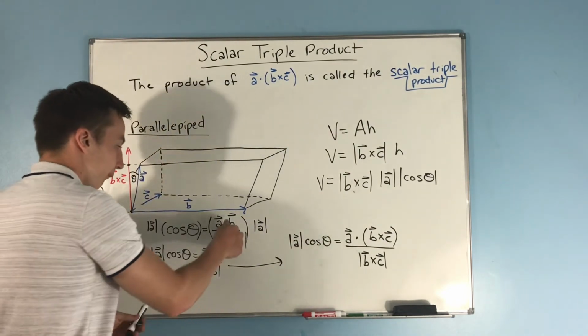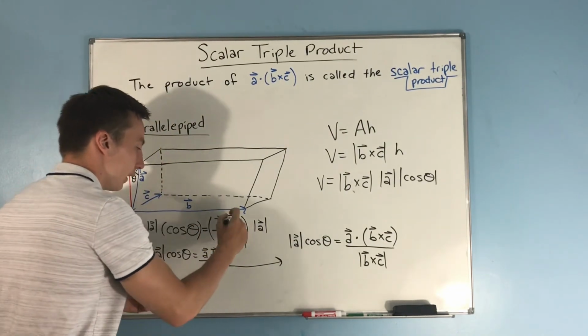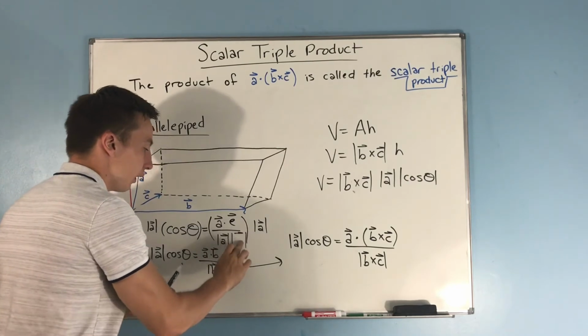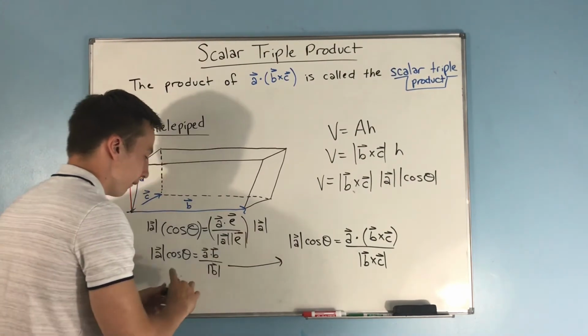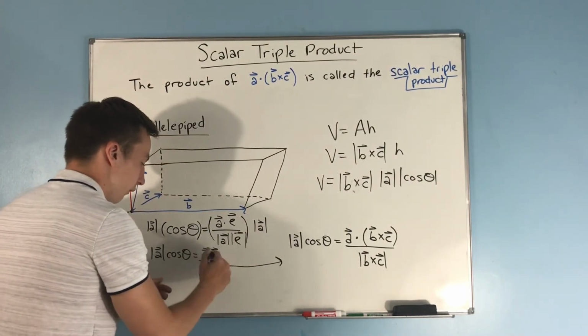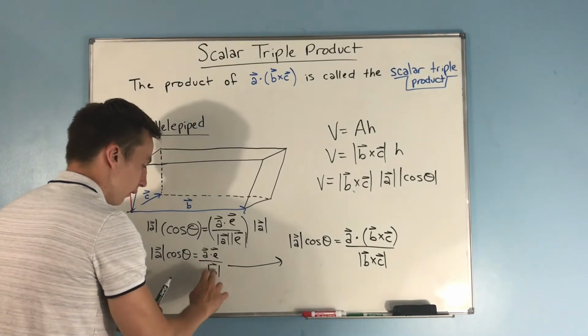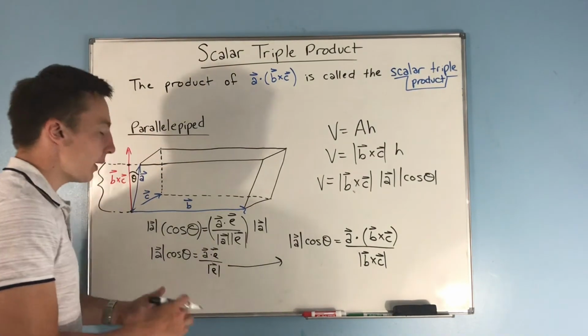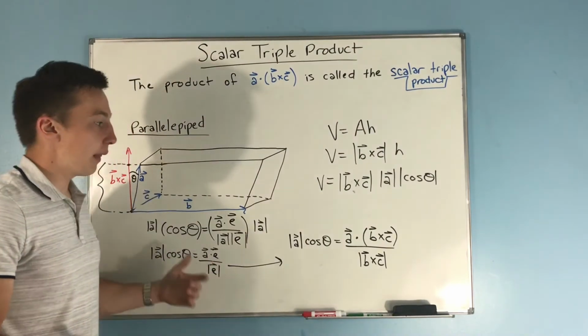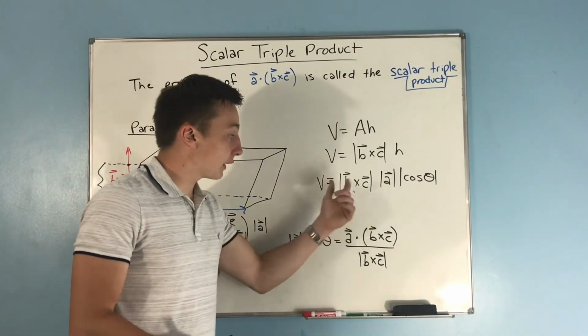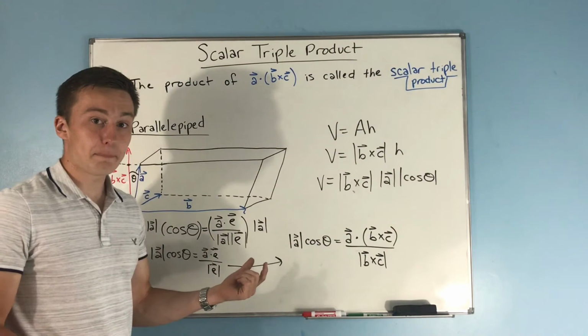I could say the vector E right here. I could say vector E. If that helps at all, I'll put E right here and E right here. What I mean is that it can be any vector. And B cross C is going to be the vector that we plug in.